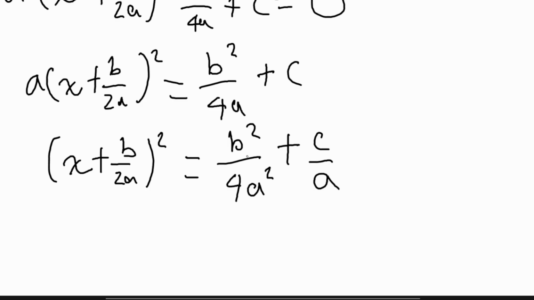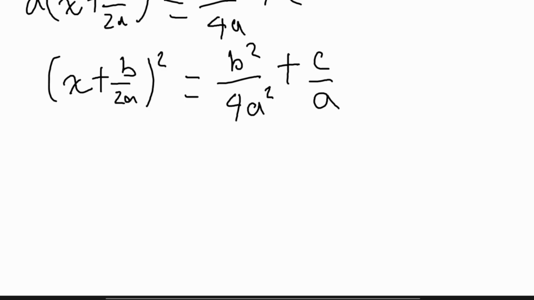Perfect. Now that we're left with a square on one side, we can square root both sides. But first, we'll clean up this side so we can leave this as one term. And fortunate for us, there's a lowest common denominator. The lowest common denominator here is 4a squared, so we can just make like denominators and then combine the numerators. So if we multiply top and bottom of this c over a by 4a, we're left with 4a squared on the bottom and 4ac on the top. And since we're given like denominators, we can just combine the numerators like this.